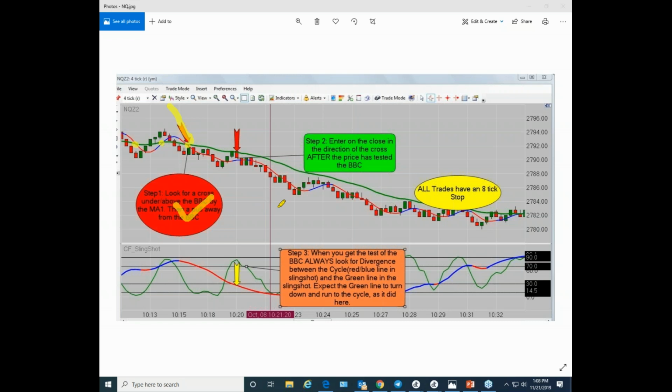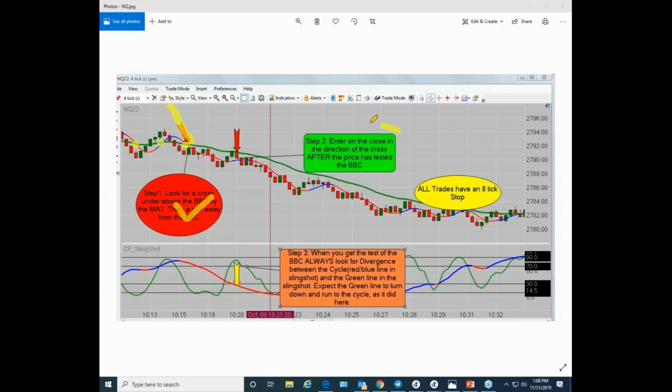And I want to make a point here. I didn't say go short or go long when we get the crosses. What we're doing at that point is looking for a bullish or bearish, a selling opportunity or a buying opportunity, when that happens. So once we get the cross, and in this example this is a bearish cross, we're looking for a potential selling opportunity.